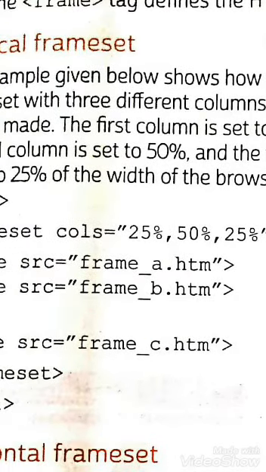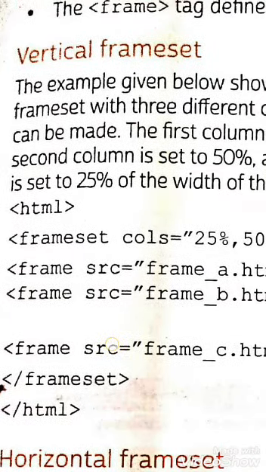That means you are giving to the screen area that each column, how much will they occupy, the size of the column you are specifying. Then frame SRC, here it is written frame SRC equal to frame underscore a dot htm. So SRC means what? It is specifying the document URL which is used to display in the frame, so that you can point to another website.